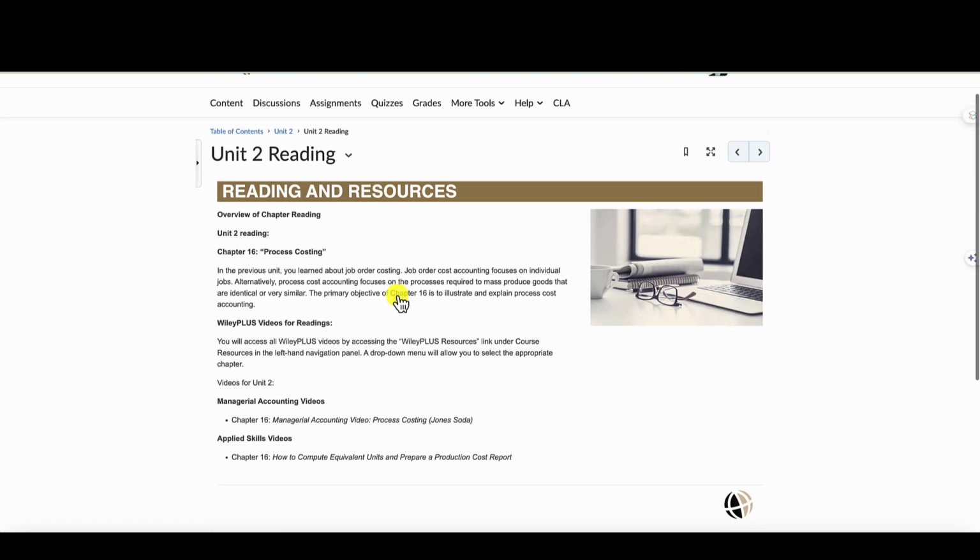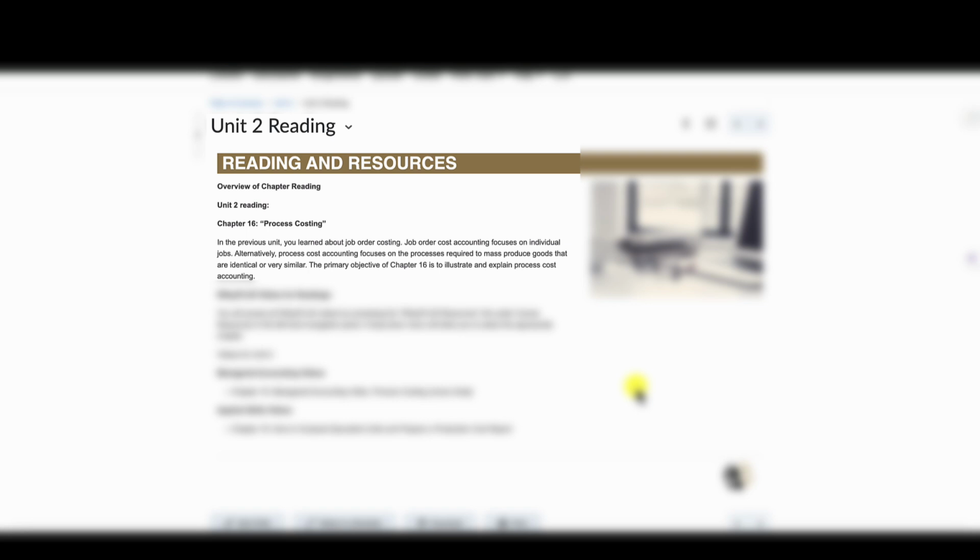In this unit, we are going to cover Chapter 16, Process Costing. In the previous unit, you learned about job order costing. Job order cost accounting focuses on the individual jobs, whereas process cost accounting focuses on the process required to mass produce goods that are identical or very similar, homogeneous. Chapter 16 illustrates and explains the entire process cost accounting.